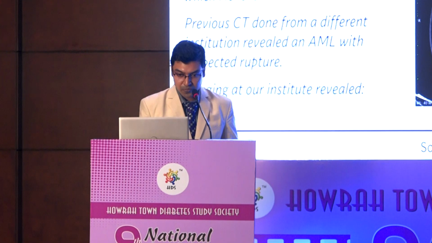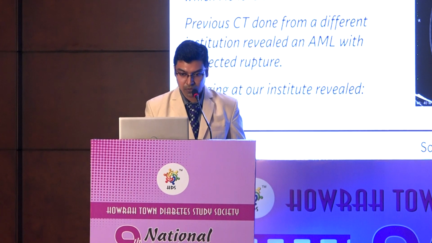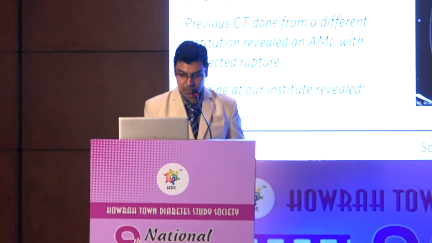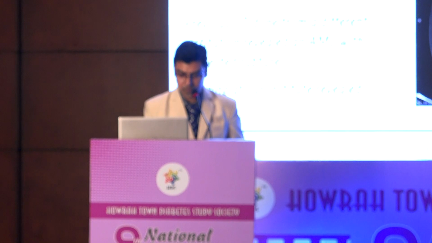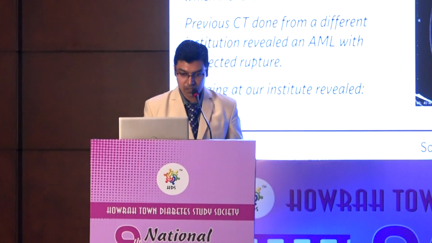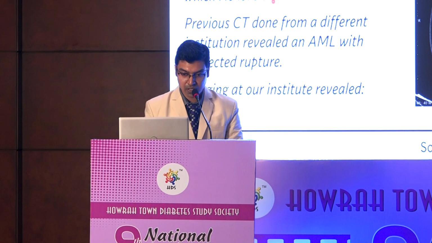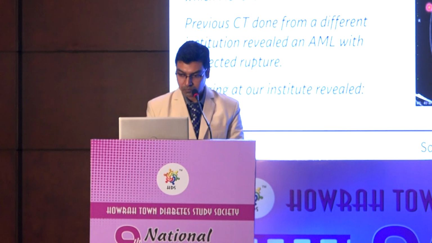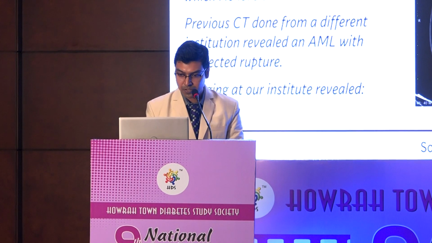A 44-year-old female presented with recent onset abdominal pain and flank pain for 2 days. Patient had a drop in hemoglobin to 7.8 and received transfusion, following which hemoglobin levels rose to 9.2. Previous CT done from a different institution revealed an angiomyolipoma with suspected rupture. Imaging at our institute revealed a fat-containing oval to round lesion with soft tissue component.